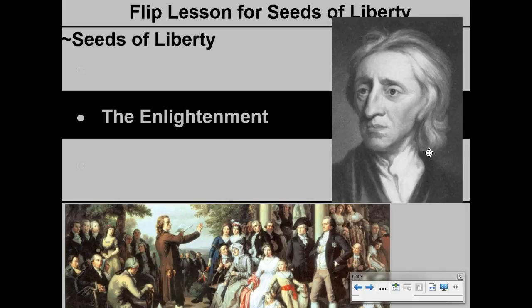Now, you can already see how dangerous this idea is to European monarchs. Again, it's the duty of governments to protect the rights of citizens. If a government does not protect the rights of citizens, it is the duty of those citizens to overthrow the government and replace it with one that will. That's the American Revolution in a nutshell.